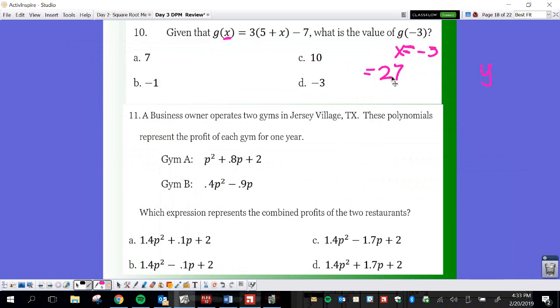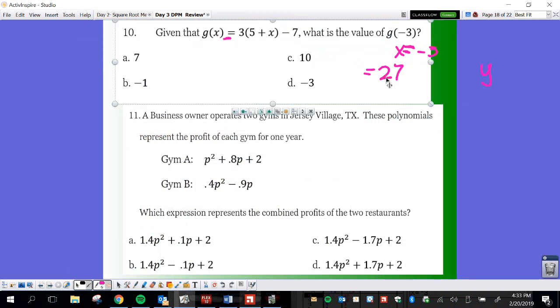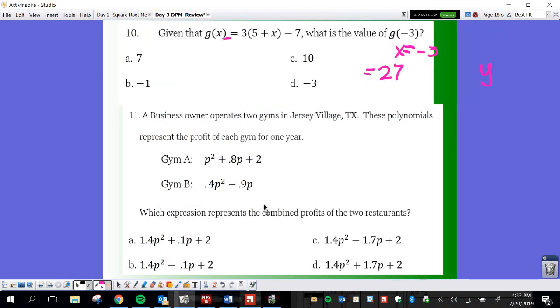So let's just get rid of this. Okay, so that means that B is our answer. Sorry about that. Okay, number 10.